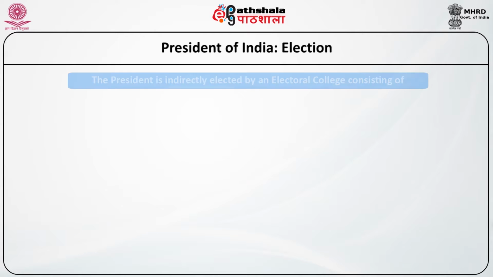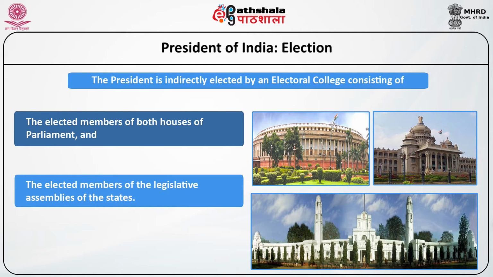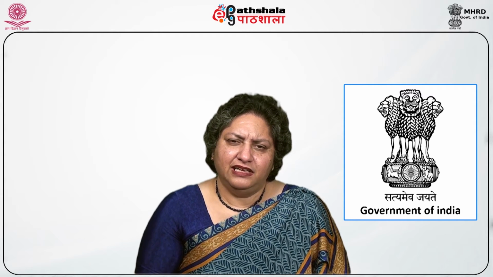The President of India is indirectly elected by an electoral college. This electoral college consists of the elected members of both the houses of the parliament, and the elected members of state legislative assemblies. The elected members of the legislative assemblies of Delhi as well as Puducherry also take part in the elections of the President of India. The President of India is indirectly elected by a system of election.